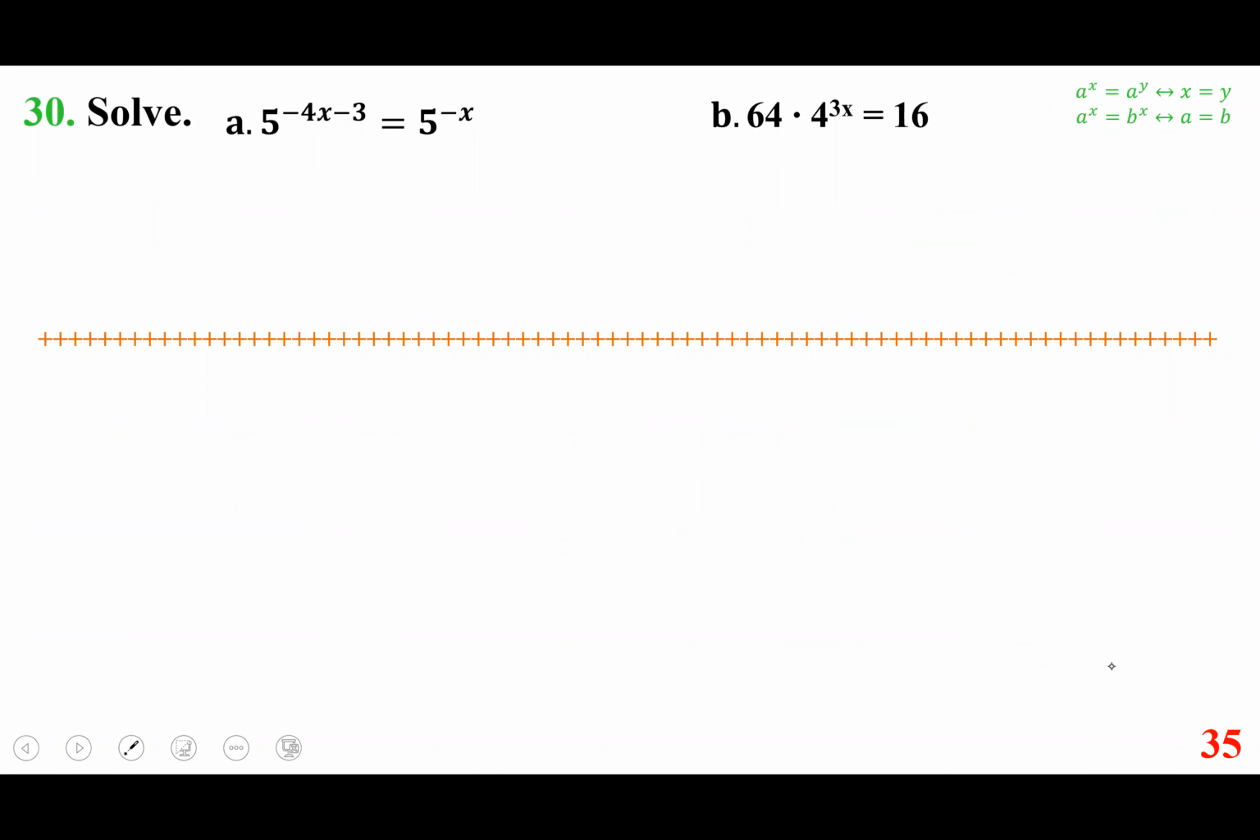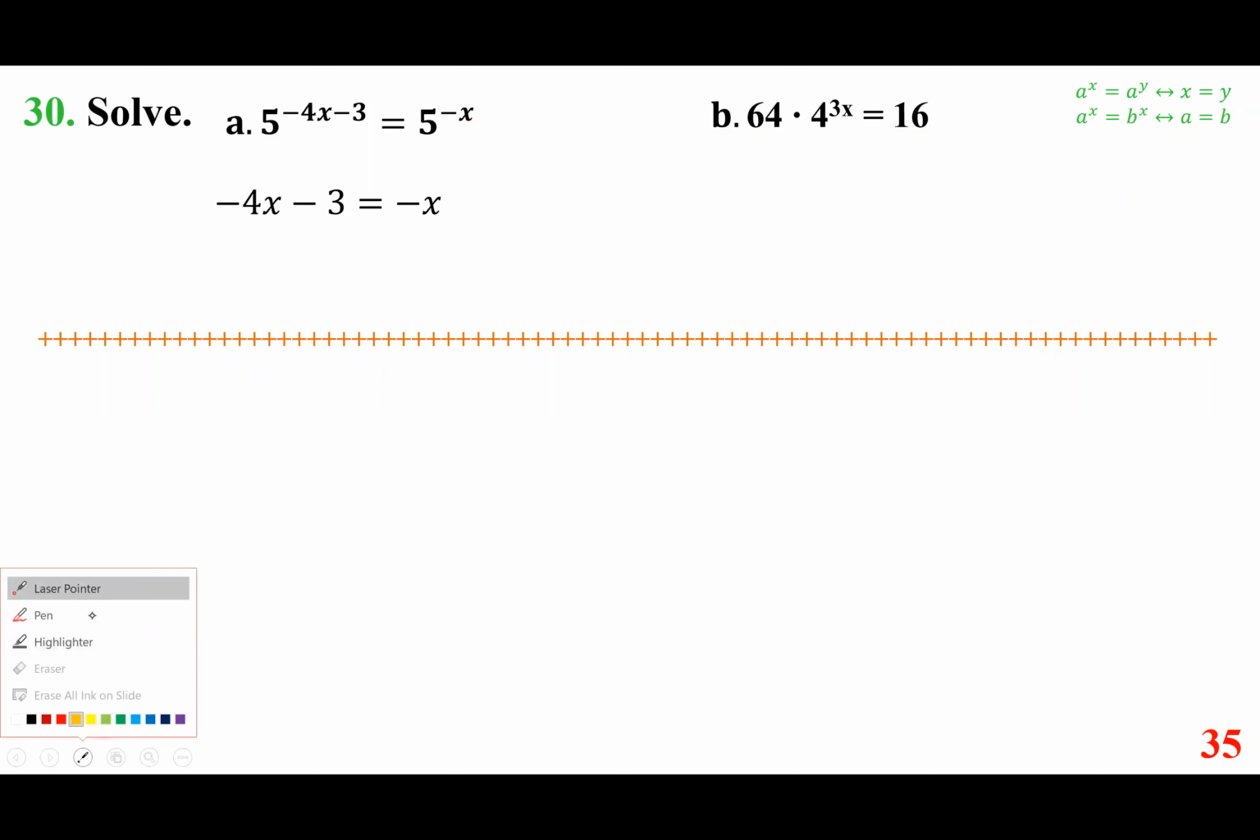All right, we want to solve. The fact is, if we have the same base, we must have the same exponent. They have the same exponent, we must have the same base. These two have the same base, so these two must be the same. So minus 4x minus 3 must be the same as minus x. And I can move this to this side. Becomes 3x equals minus 3. If I divide by 3, I get negative 1.